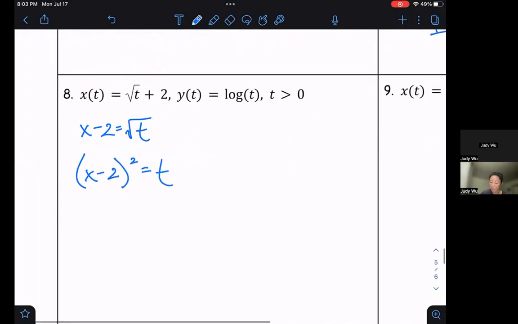Now, here's something I don't want us to do. If you do this, you're showing me you don't really understand what x minus 2 squared is.